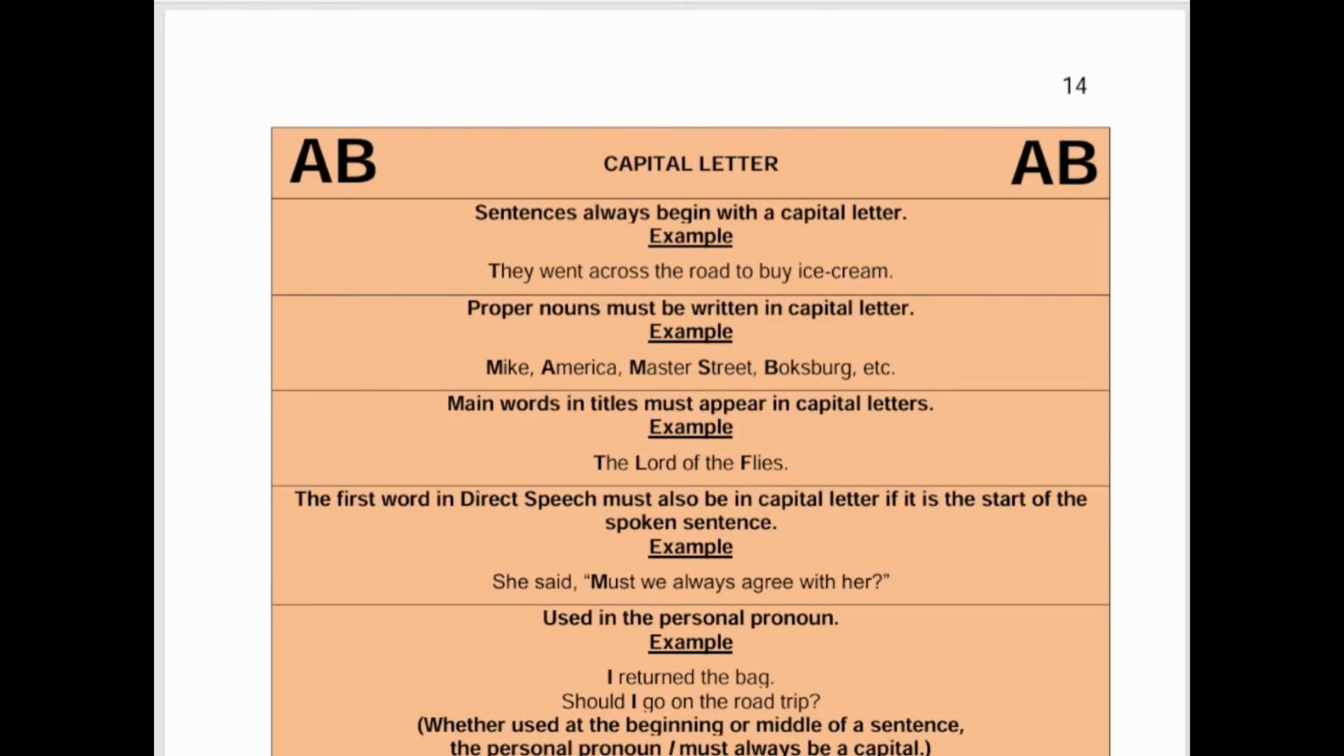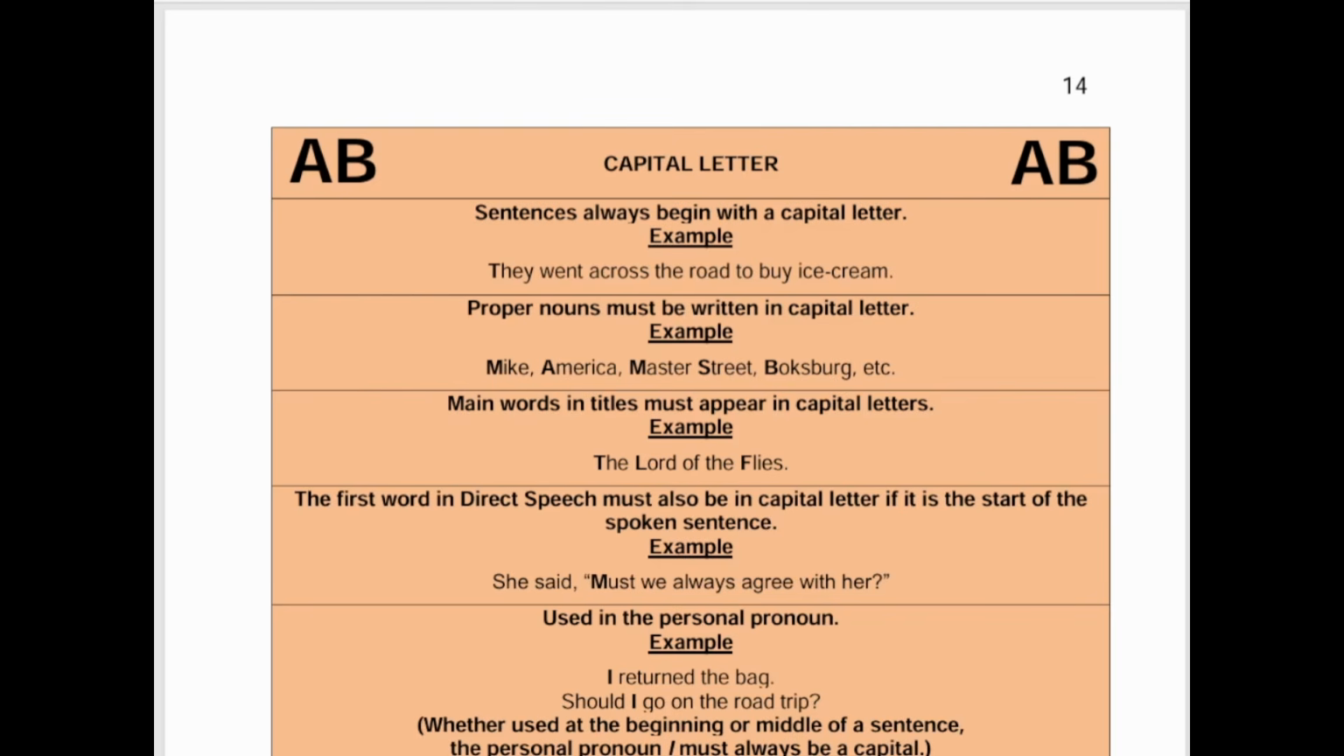The second use of a capital letter: proper nouns must be written with a capital letter. Remember the other day we learned about the types of nouns: proper nouns, common nouns, abstract nouns, concrete nouns, countable nouns, and uncountable nouns. We said that the first letter of a proper noun should be written with a capital letter. Examples: Mike, America, Master Street, Boxbag, etc. should start with a capital letter.